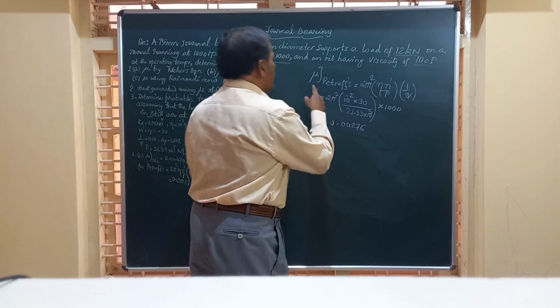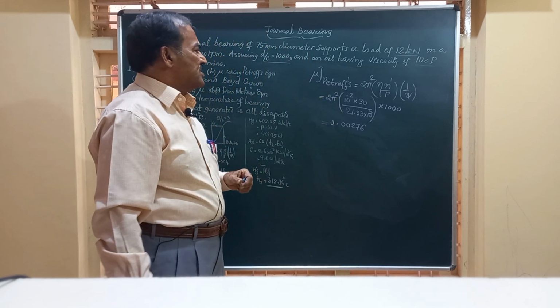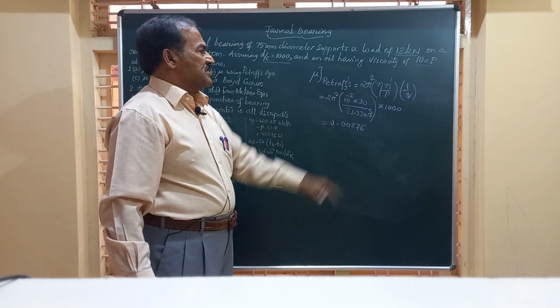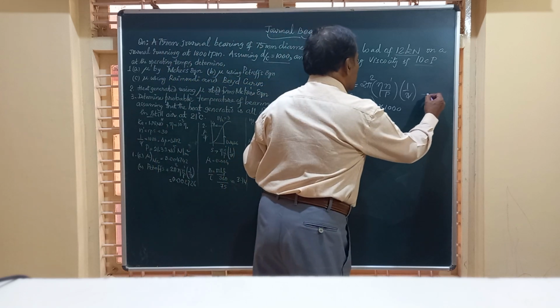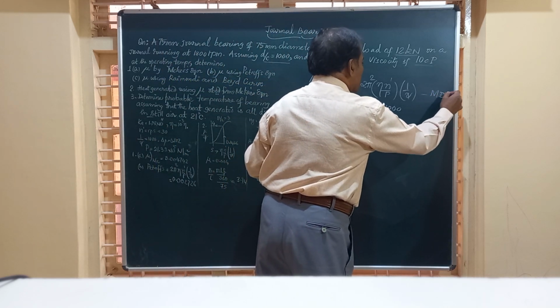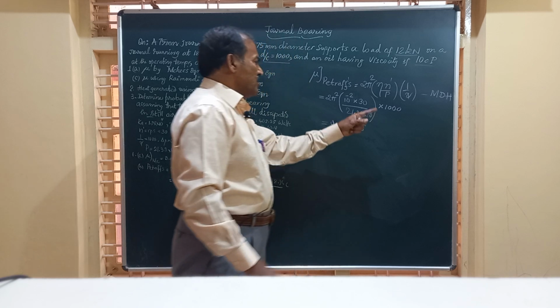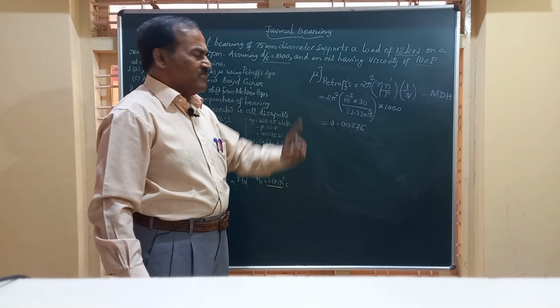0.00276 is the value of coefficient of friction using Petrov's equation. Again friends, this equation is available in the machine design data handbook. You can refer to that and obtain the value.